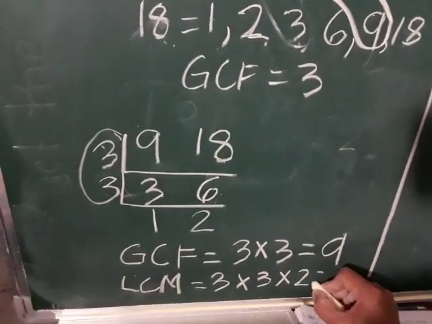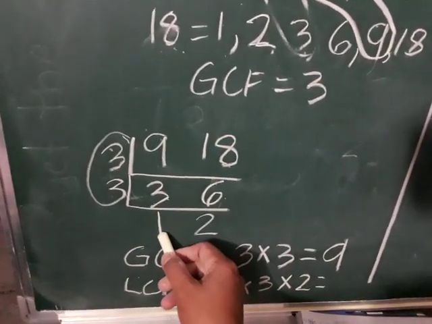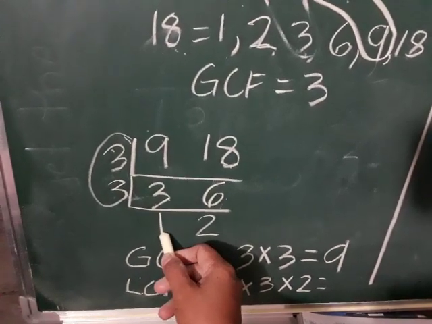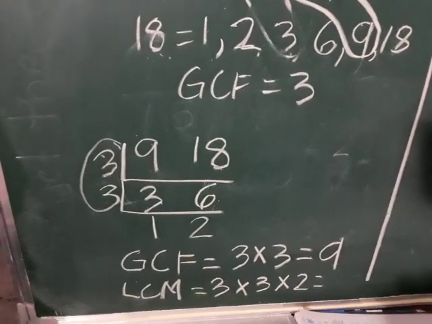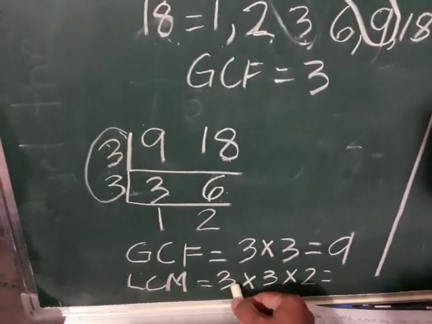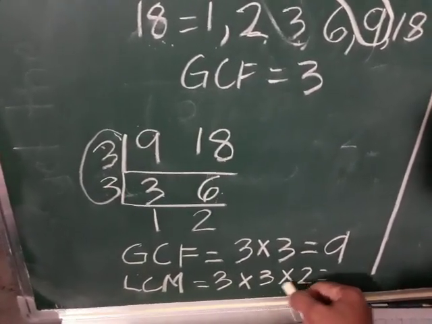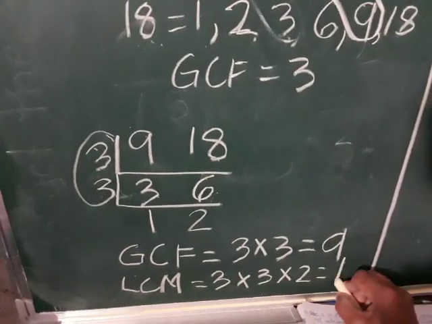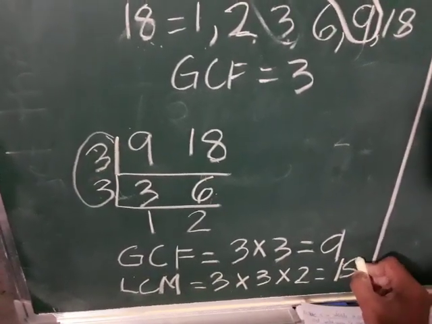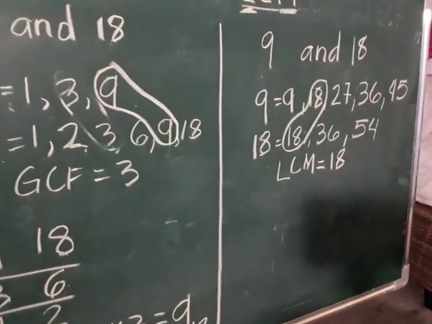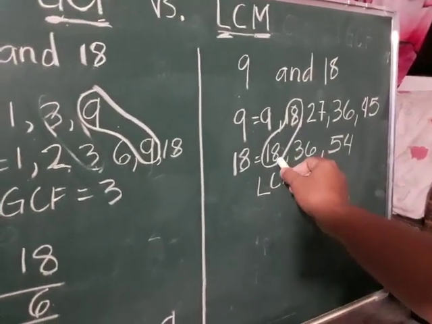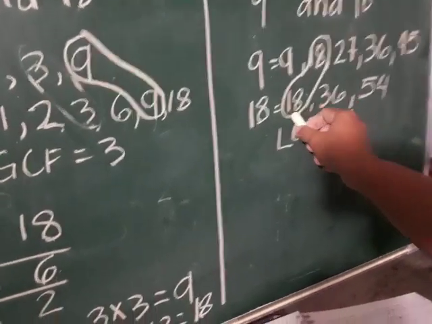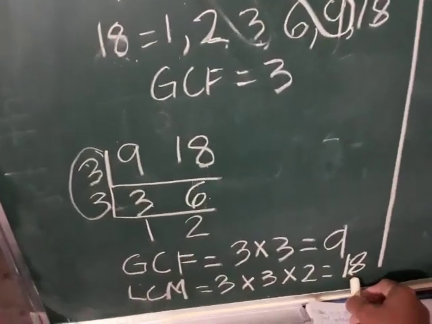Okay, why I didn't include 1? Because any number multiplied by 1 is equal to the number itself. So no need to multiply 1. Okay, so 3 times 3, 9. 9 times 2 is equal to 18. Okay, let's check if our answer is correct. So our LCM a while ago is 18, which is the same with this one.